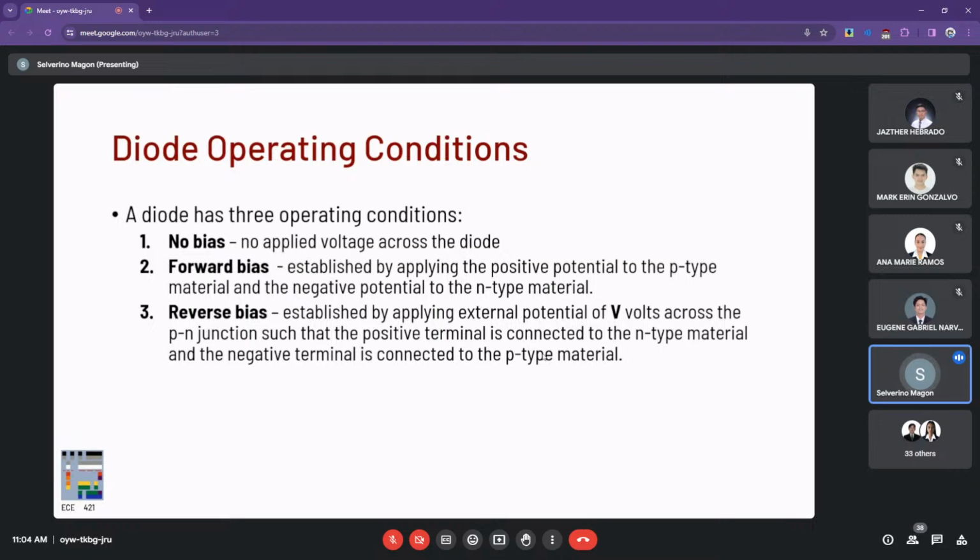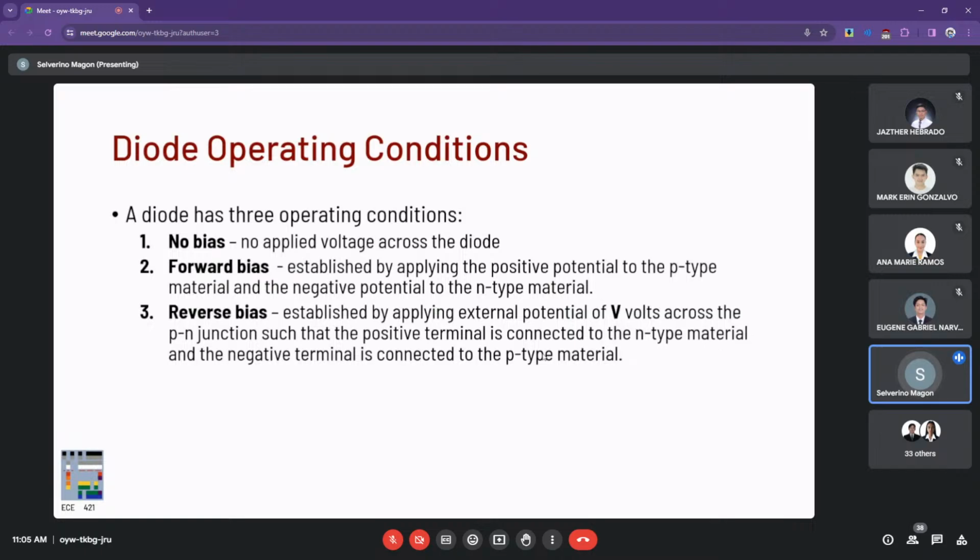The first one is called the no bias condition, where we do not apply any sort of voltage across the pins. And then we have the forward bias, where we apply positive voltage to the p-type material. This is relative to the cathode, or the n-type material, which is being applied with the negative potential.